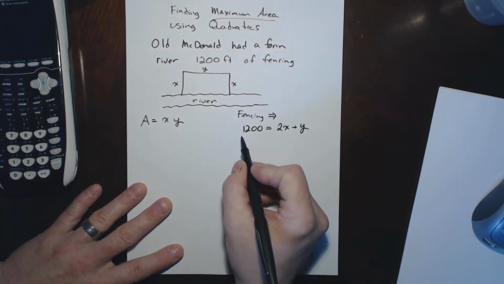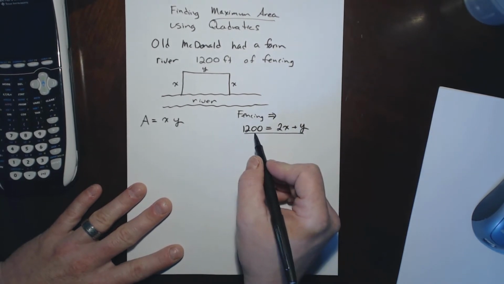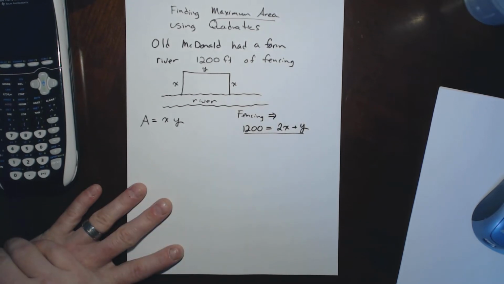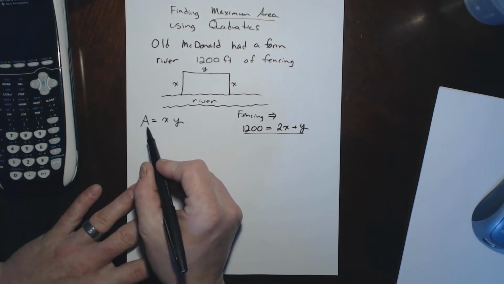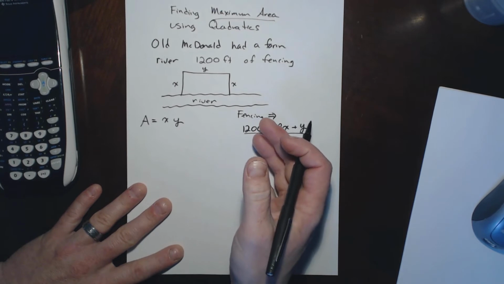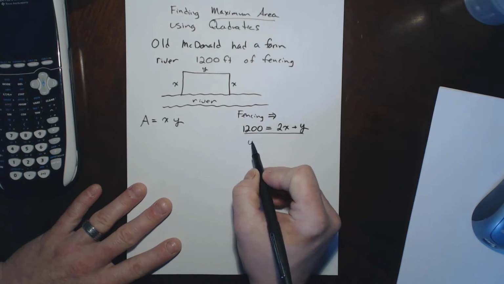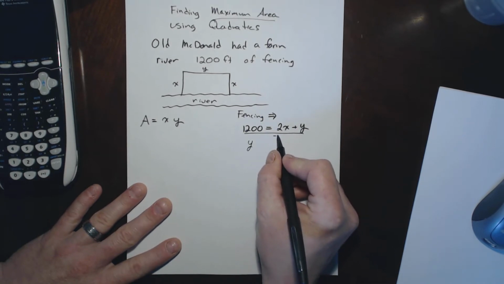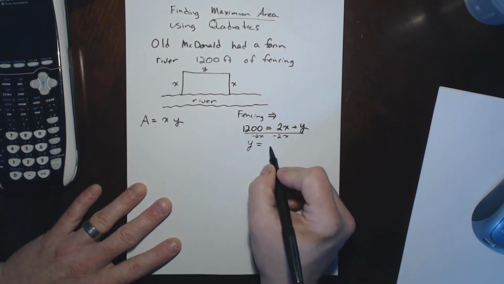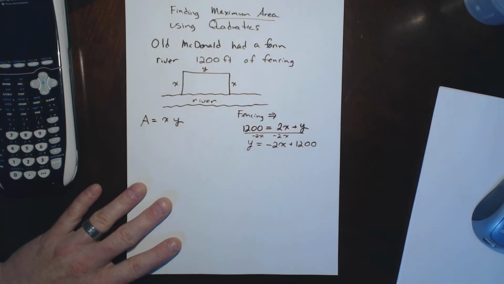So now the challenge is to take this equation here, which gives us a restriction on the amount of fencing that we have, and put it into this equation here, which is an equation for my area. My area here is a function of two variables, and in order to use the vertex formula, it needs to be a function of one variable. So I'm going to take this equation and solve it for y by subtracting 2x from both sides. And I'm going to get y is equal to minus 2x plus 1,200.